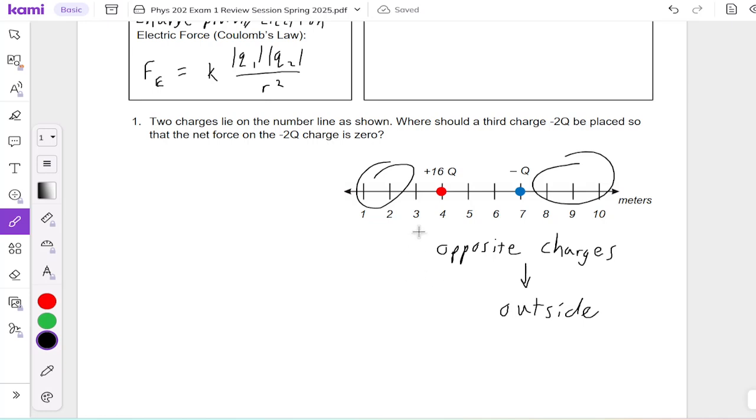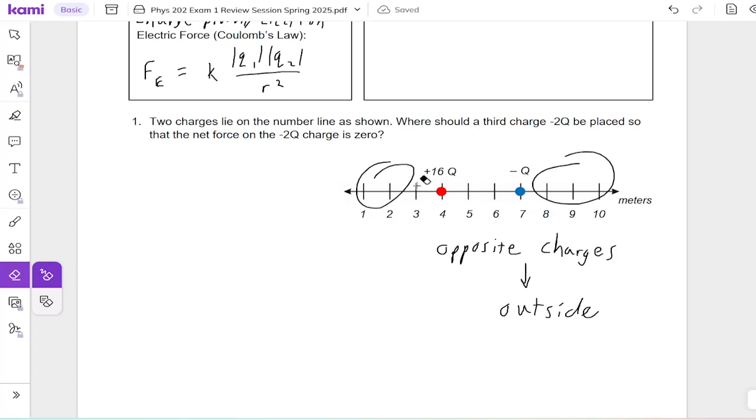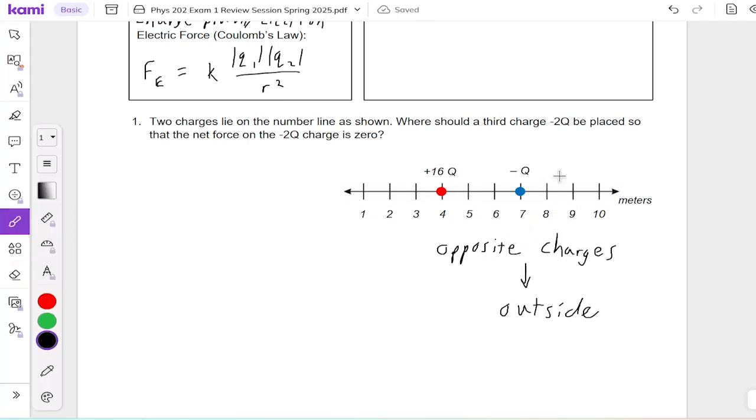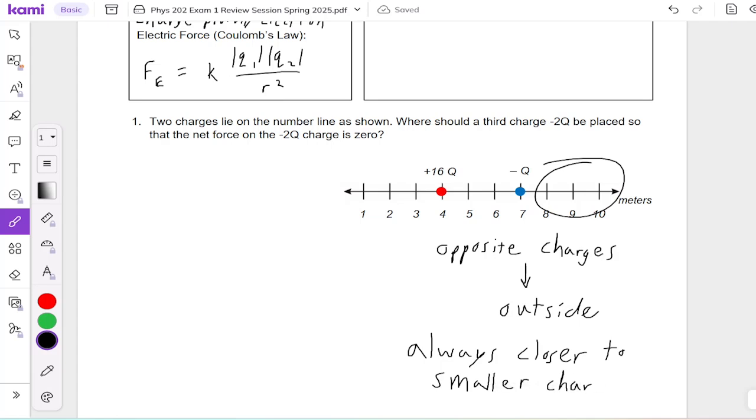But now we have to figure out, does it go on the left side or the right side? And the answer is simple. It's going to be on the right side. The reason why is it's always closer to the smaller charge. I don't care about positive or negative, but negative 1q is smaller than positive 16q. And it's not about the positive or negative. So always put the charge closer to the smaller one. And by the way, if it did go in the middle, I'd put the charge like somewhere around here, closer to the smaller q. Okay, so I know it's going to be on the right side.